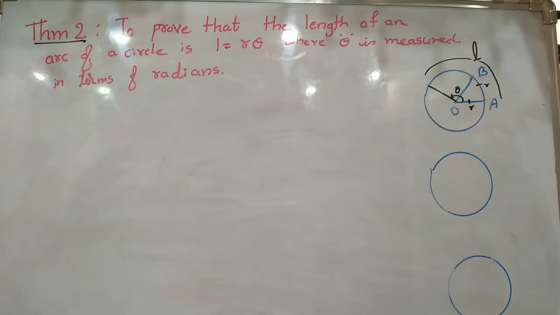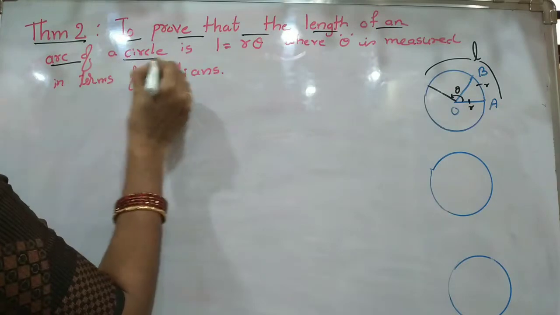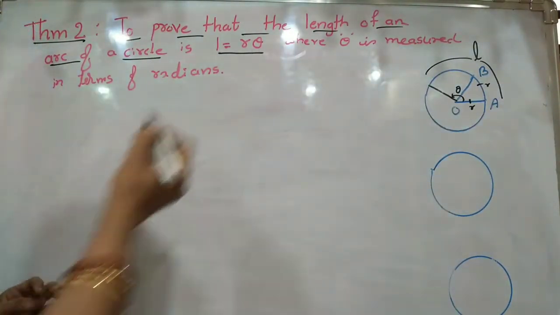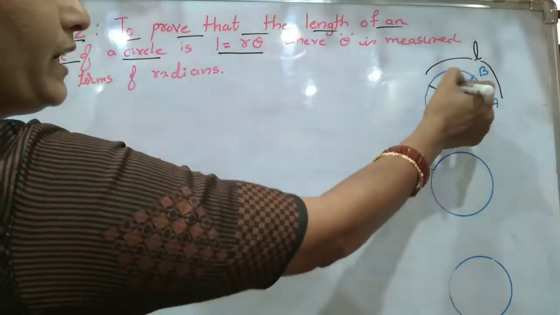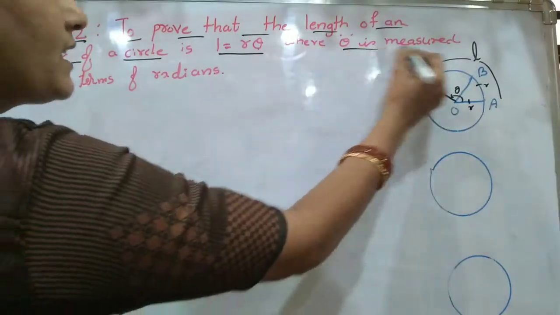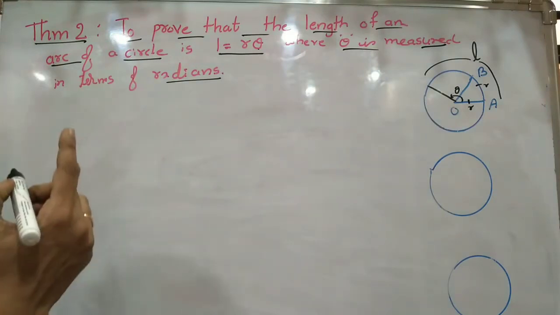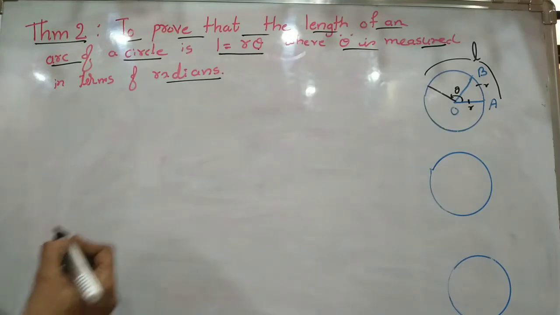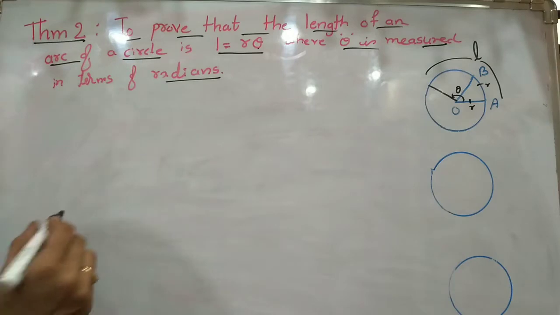This is the second theorem. To prove that the length of an arc of a circle is L equals r theta, where r is the radius of the circle, theta is the angle subtended by that length at the center, and this theta is compulsorily measured in terms of radians. In your 10th standard, you have learned how to write the expression for the length of an arc of a circle in terms of degree measure. Here I prove it in terms of radian measure. Proof.